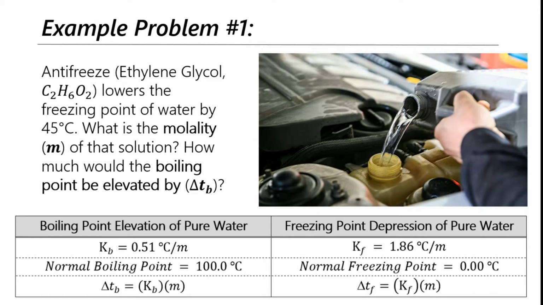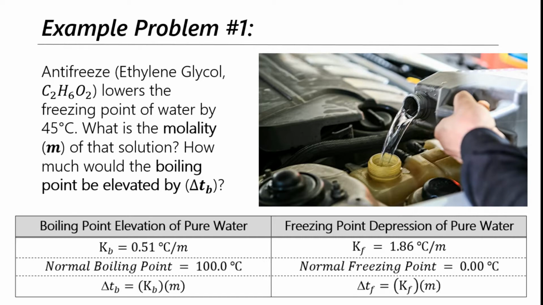So when we go through example problems with this stuff, it's all really just going to be a little bit of algebra. Sometimes we'll have to get a little bit crafty with it, but for the most part, these problems aren't usually too bad. So in this example, we've got antifreeze, or ethylene glycol, that lowers the freezing point of water by 45 degrees Celsius.